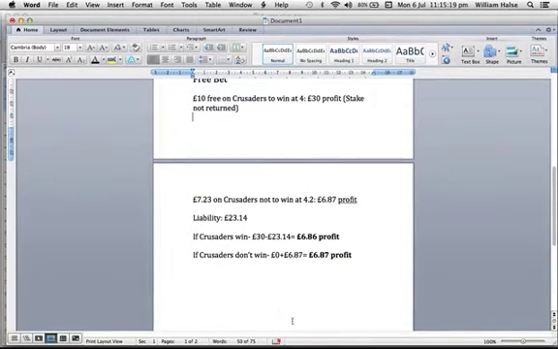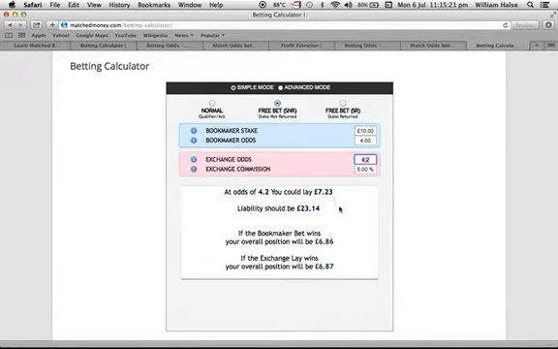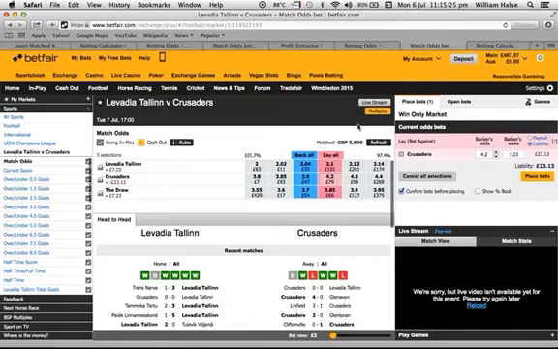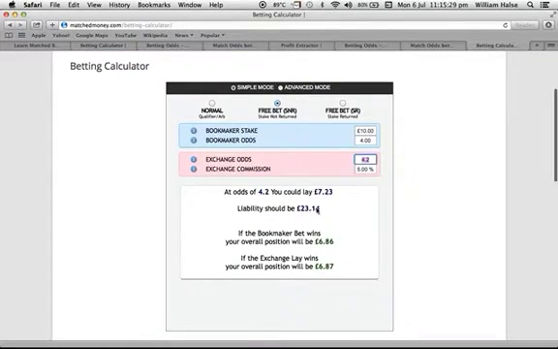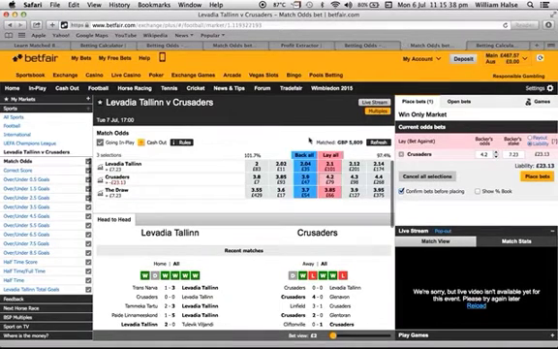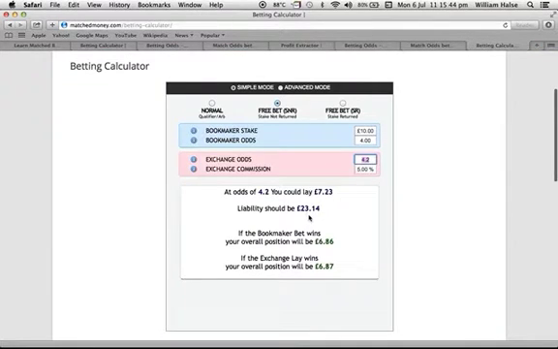On the other hand, we had to lay £7.23 that Crusaders would not win. So this gives us the winnings for the other person. If the other person we bet with at the exchange, if Crusaders do win, is £23.14. So if the Crusaders do win, we have to pay out the other person £23.14, because that is our liability and that is their winnings.